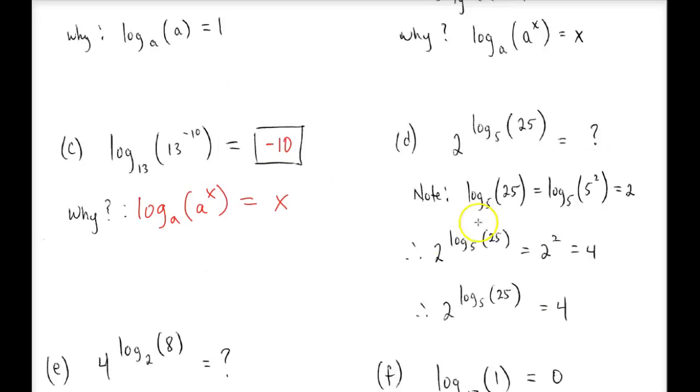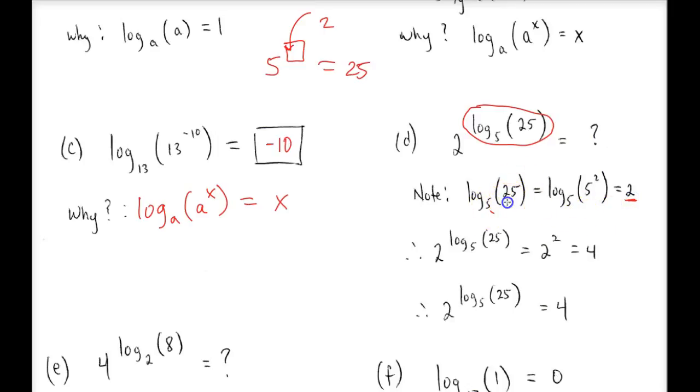So for example D, we see that we have 2 raised to the exponent of log base 5 of 25. Okay? And if you recall, log base 5 of 25 is just a fancy way of expressing the exponent of an exponential function. In particular, the exponent that satisfies this particular equation. Give me the exponent for an expression that has a base of 5, and the result is 25. And of course, we know the answer that goes in the box here is 2.